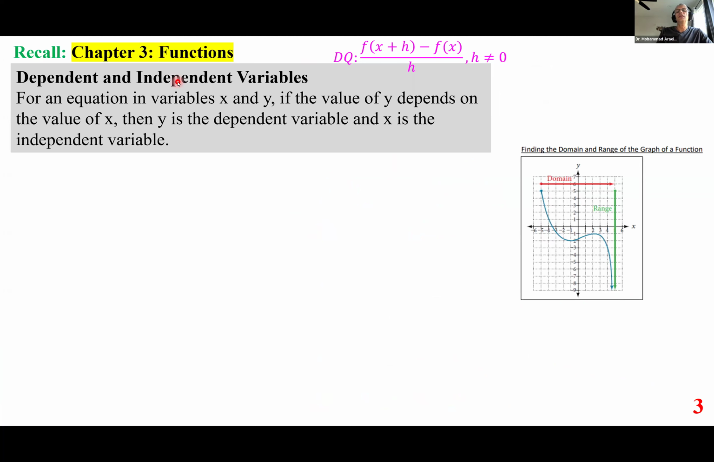Dependent and independent variables. For an equation in variables x and y, if the value of y depends on the value of x, then y is the dependent variable and x is the independent variable.